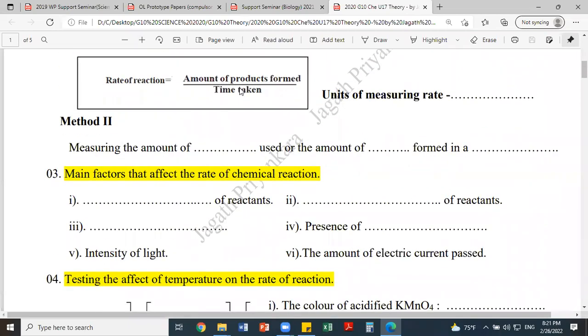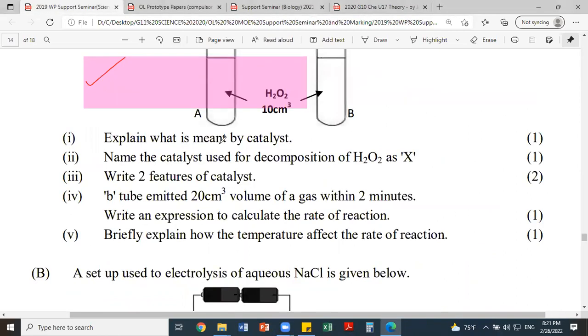Look at the screen here, everyone. This is the expression for the rate of reaction. I will highlight this: amount of products formed over time taken. Please copy down this, everyone. Write this expression first, this equation. And then you can apply the values given here. What are the values given here? Look at the screen again.